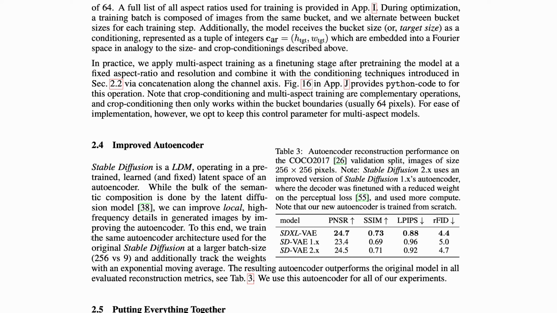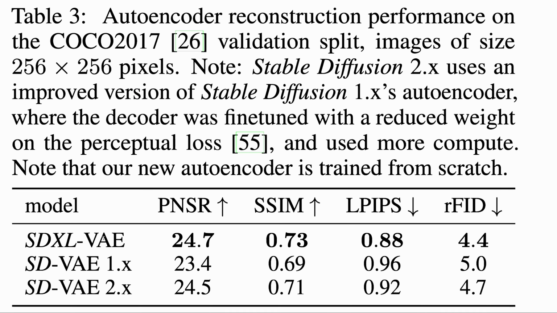The next piece of the puzzle is an improved autoencoder. This is achieved by retraining the same autoencoder architecture used for the original Stable Diffusion at a larger batch size, and additionally tracking the weights with an exponential moving average. Some experiments on COCO 2017 suggest that this does indeed yield gains.